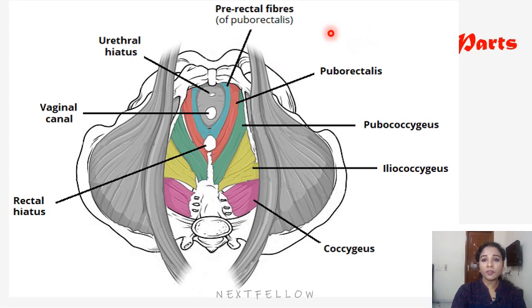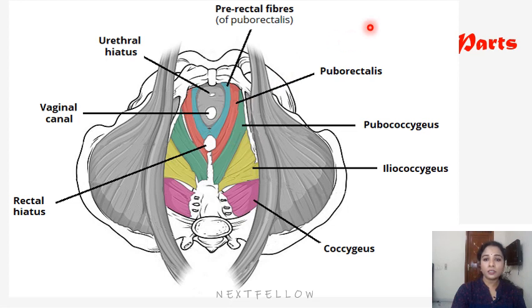So the right and left levator ani are almost horizontal in the floor of the pelvis, separated by a narrow gap which transmits the vagina and urethra. You can see the vaginal opening and urethral opening, and in males only the urethral opening will be present. And we can see the anal canal, the anal opening, passing through this.